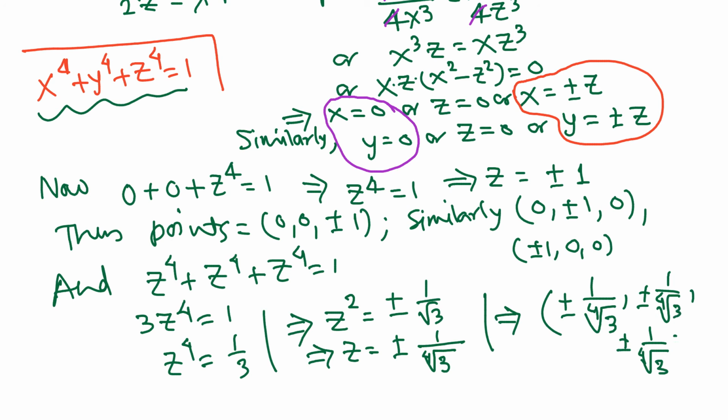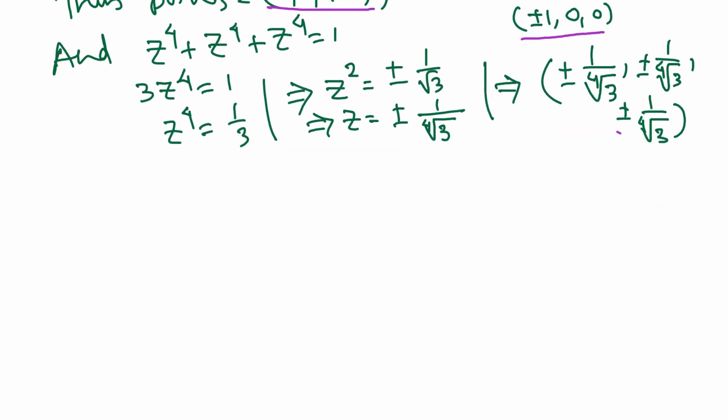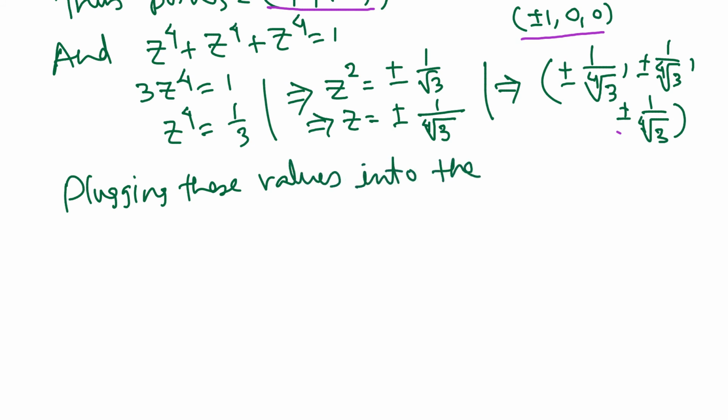So in this way we got a bunch of points. All those points are here: 0, 0, plus or minus 1; 0, plus or minus 1, 0; plus or minus 1, 0, 0; and here, plus or minus 1 over the fourth root of 3. Now we plug these values into the objective function to determine the maximum and minimum value. Okay, let's do that.